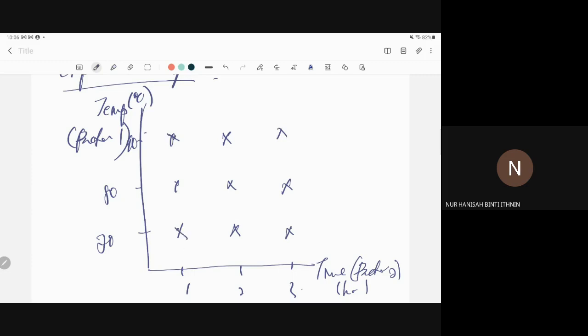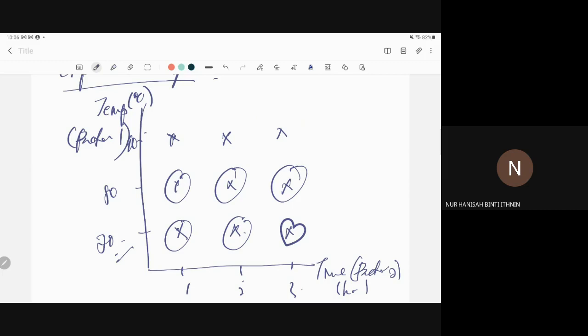So it is a combination: 70 with 1 hour, 70 with 2 hours, 70 with 3 hours. And then this one, 80 with 1 hour, 80 with 2 hours, 80 with 3 hours. So it involves all combinations.